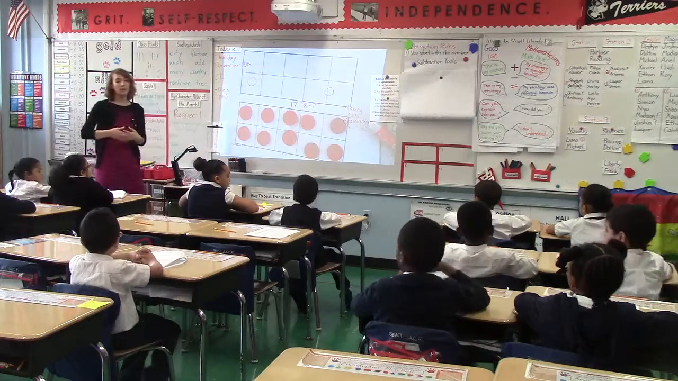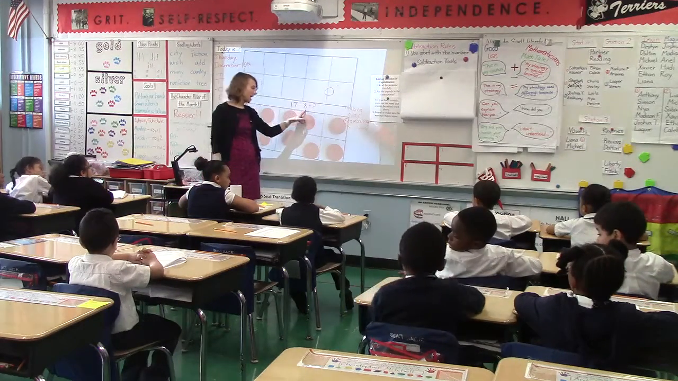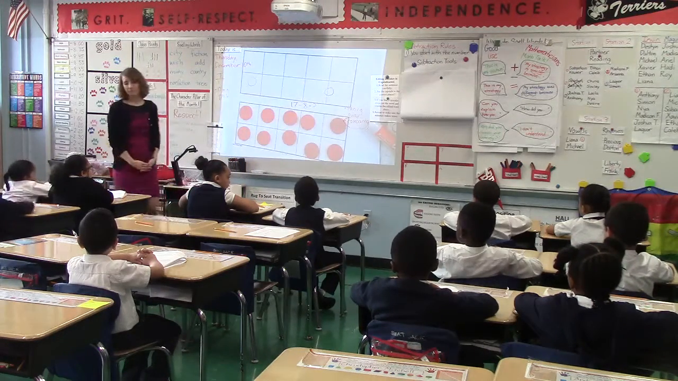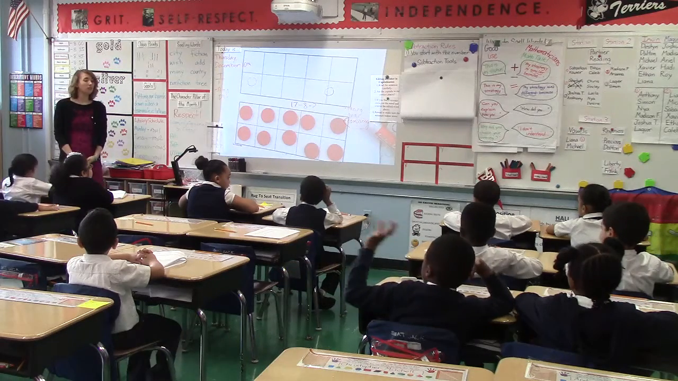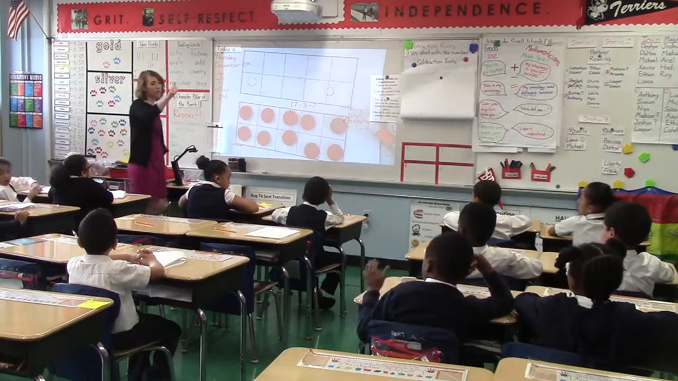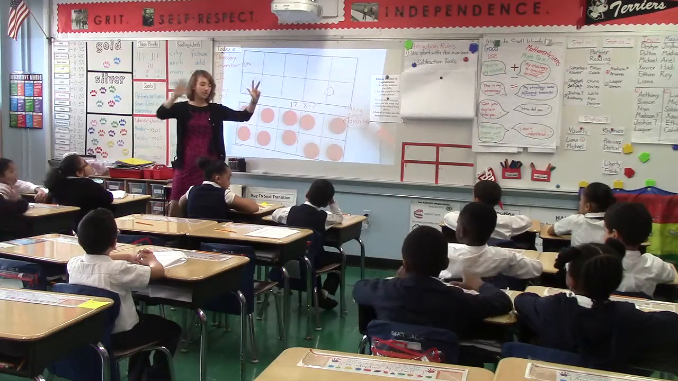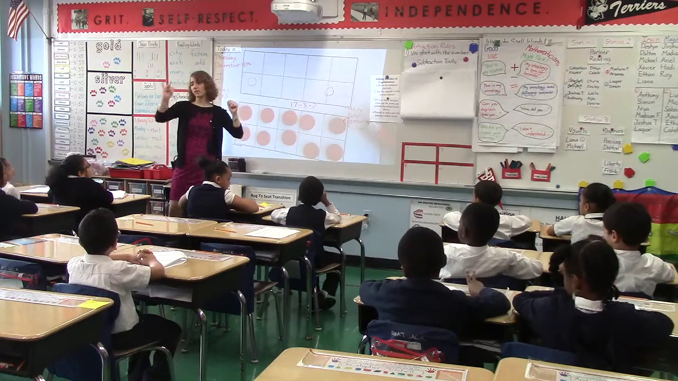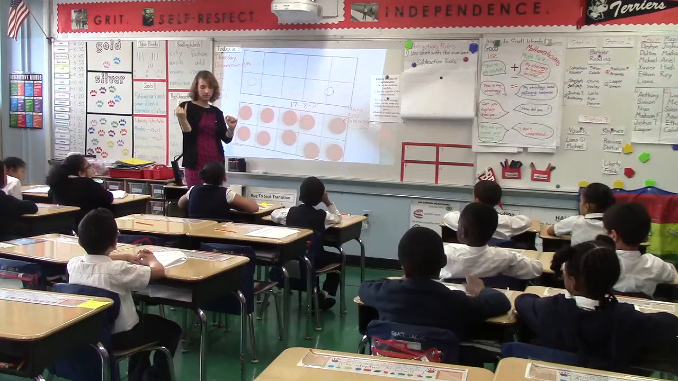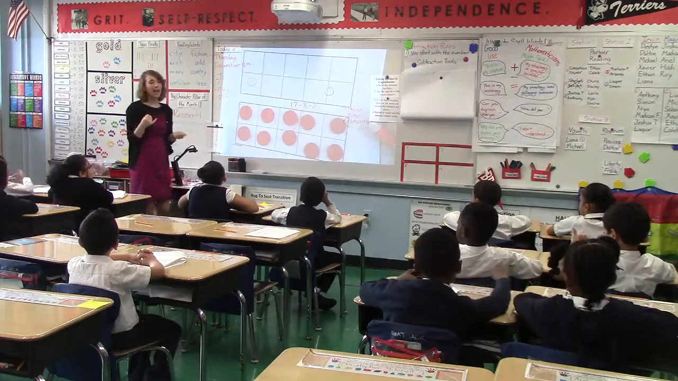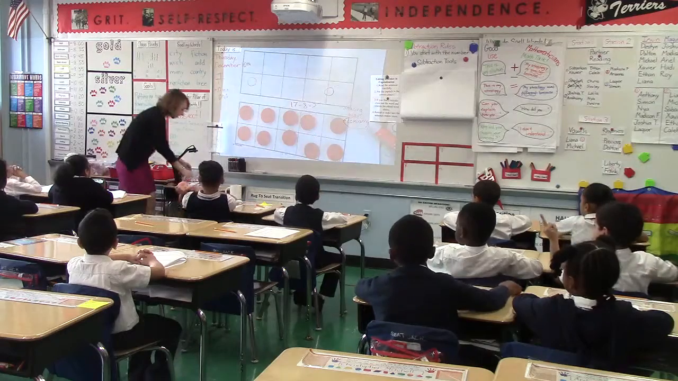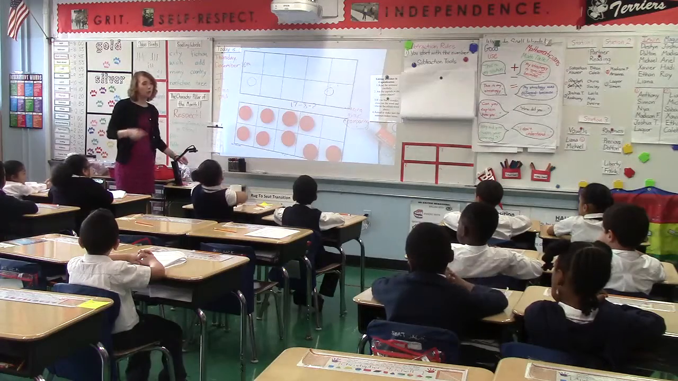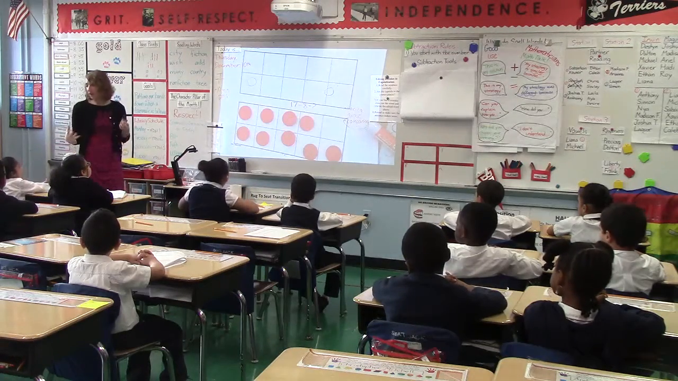Now I've taken away enough to make 10, but the question asked me to take away 8, and I only took away 7. How many more do I need to take away? If I'm not sure, I can put 8 on my fingers. 1, 2, 3, 4, 5, 6, 7, 8. I took away 7. How many left do I have to take away? One more. I can do that on my fingers if I'm not sure. I'm going to take one more away. Now I've taken away all 8, and I can count the counters that are left to find my answer.